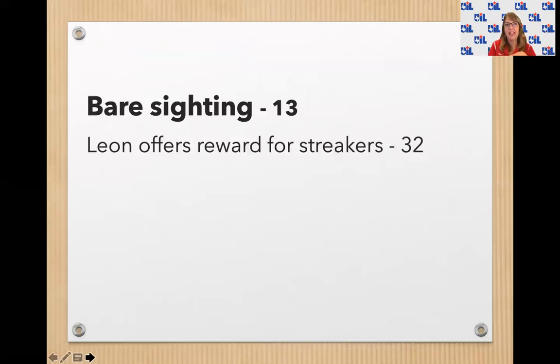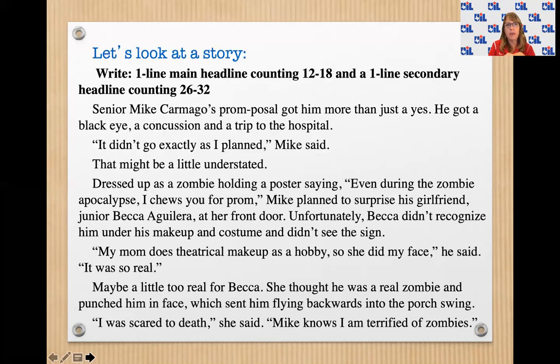Okay, so this is what we came up with. Bear sighting. Leon offers reward for streakers. You know, you get it. Bear, B-E-A-R, is a but this is bear like, I'm naked sighting. It's a really cute headline that my intern came up with. Wasn't even me. It's a nice headline. And the secondary headline is more serious, and it talks about the reward. We have to have the more serious side to the secondary one. But it's a good headline.